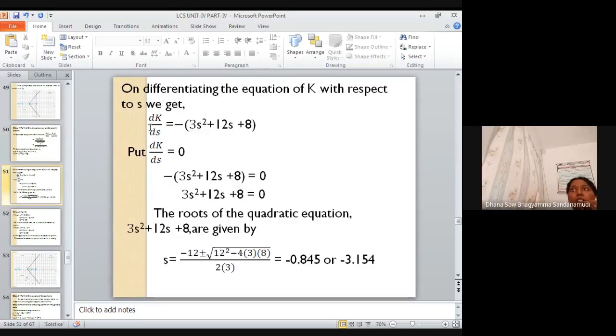Differentiate this equation of k with respect to s. You will get this expression, equate it to 0 and further simplify it. You will get this quadratic equation. Determine the roots for this quadratic equation. If you determine the roots, you will get s equal to minus 0.845 or minus 3.154. This is what you will get.